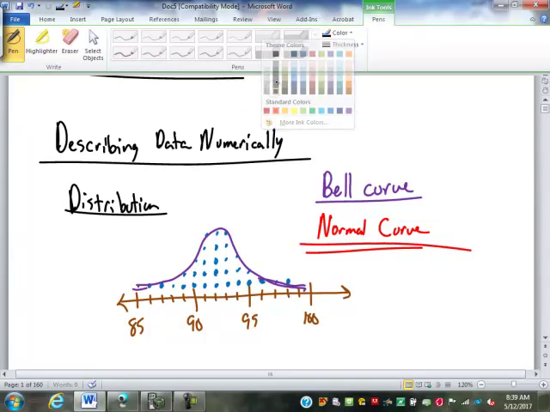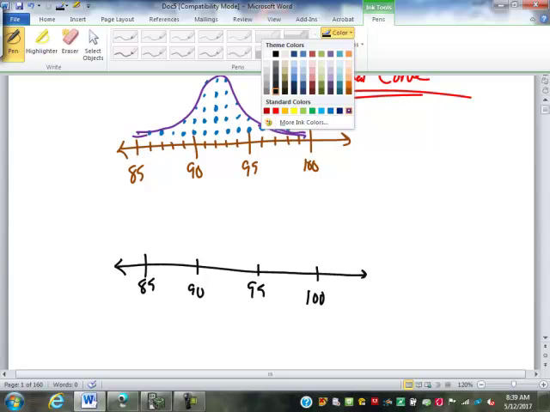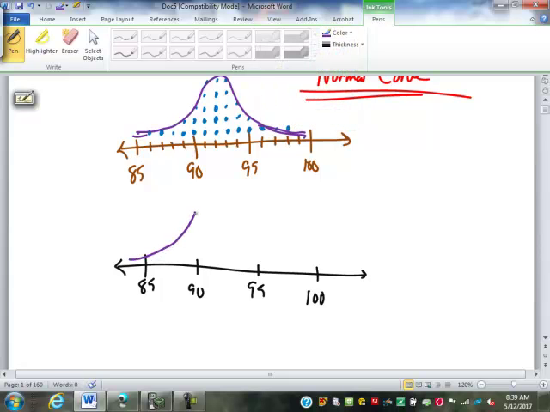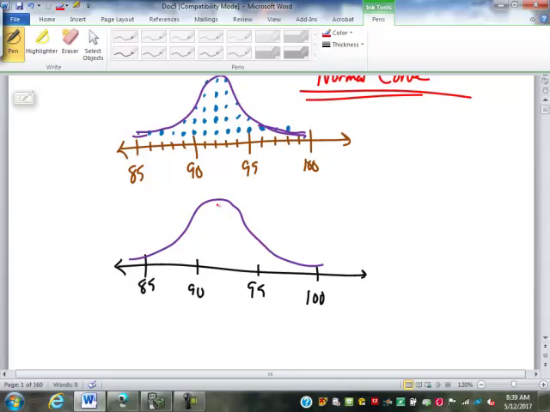So if I look at this curve, now I'm going to redraw my number line down here so I've got a curve that's a little bit cleaner. So let's say I have that curve. One of the things I might use to describe it is something called the center. So I might find the center of this curve here and trace it down. That looks like about 92 would be the center of that curve.